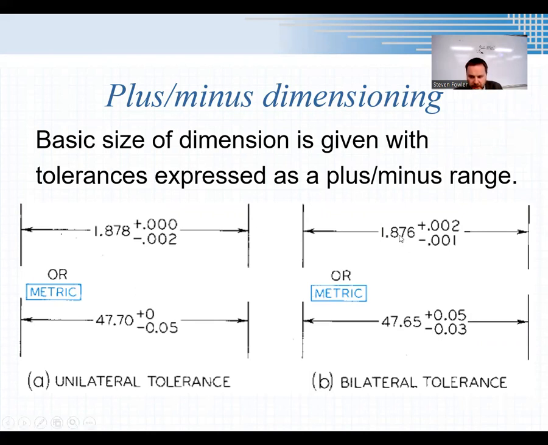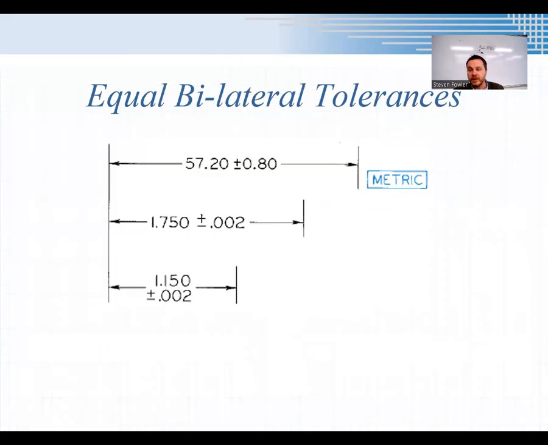A lot of times we'll call out the basic size and tell you how much above or below you can go and still be acceptable. In both cases, these are examples of plus minus dimensioning. There's a special case of plus minus dimensioning that we can see. That's called the equal bilateral. And most of the time, when I think of plus minus dimensions, this is what I think of.